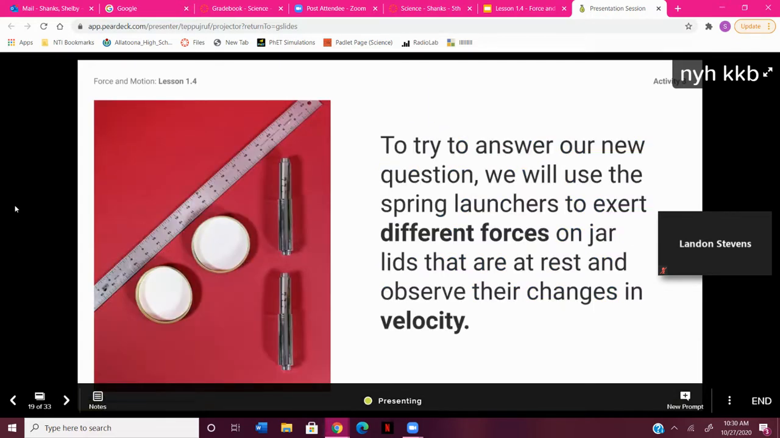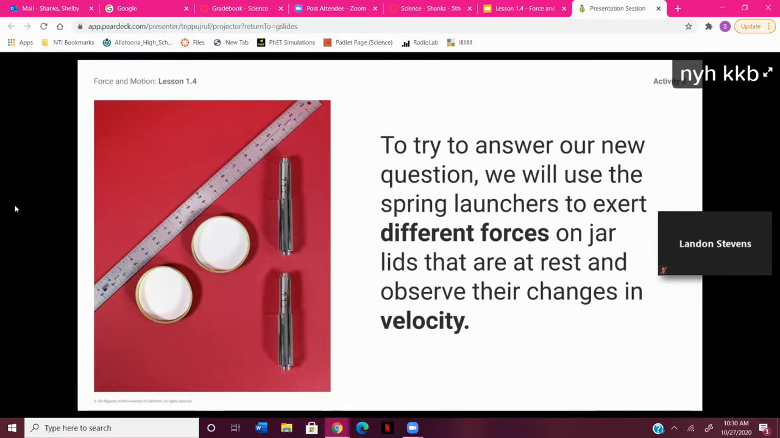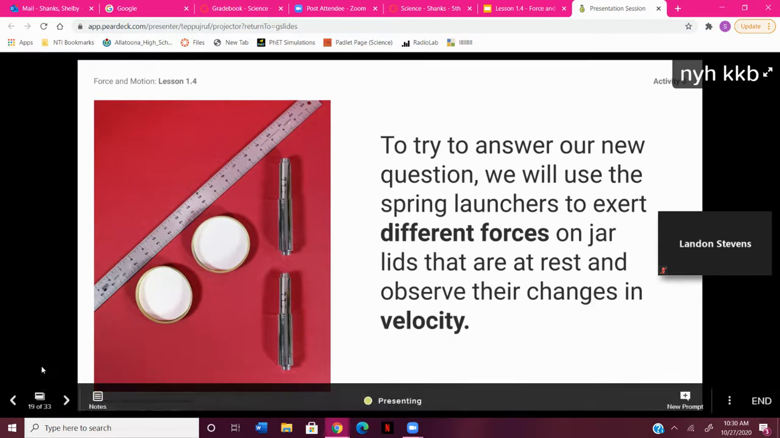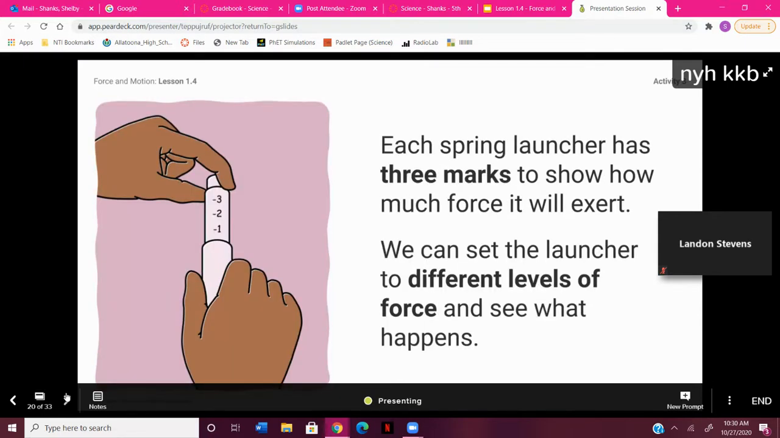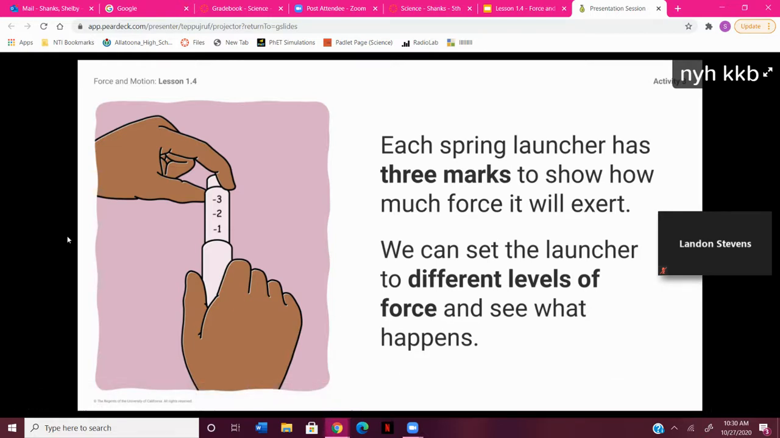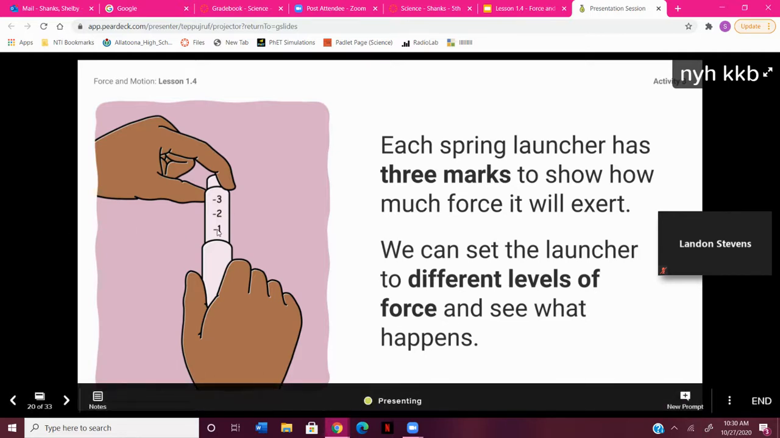To try to answer our new question, we will use the spring launchers to exert different forces on jar lids that are at rest and observe their changes in velocity. Each of these spring launchers has three marks that show how much force will be exerted. We can set the launcher to different levels of force. Pulling it back to 1 is a weaker force than pulling it back to 2, and 3 is our strongest force while 1 is our weakest.